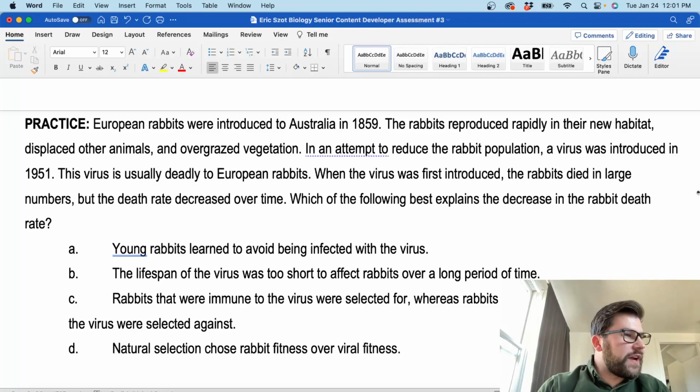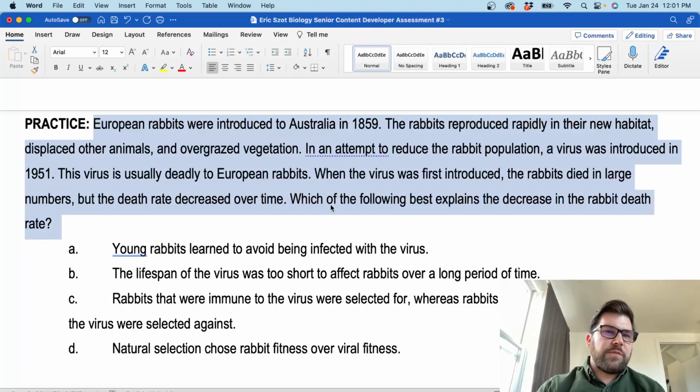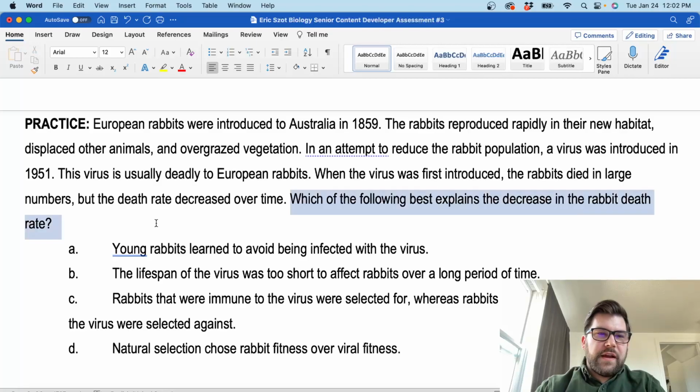So this first question, let's just start by looking at the question. What's our example? We've got European rabbits, going on 175 years ago in Australia. So what's going on? There's too many of them, so we actually give them a virus about 100 years later, and it's deadly to them. It seems to be working at first, but then the rabbits are actually doing okay. Their death rate is decreasing. They're actually dying less. So how can we explain this, right? That's the question down here. How do we actually explain this?